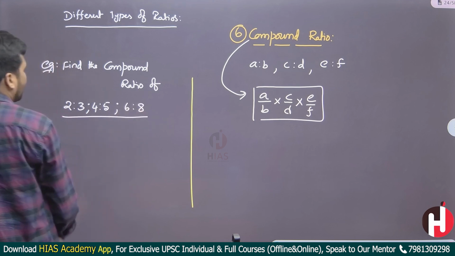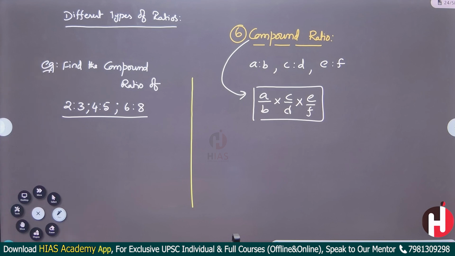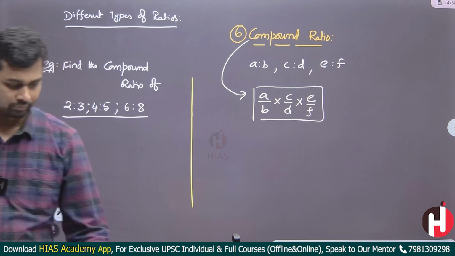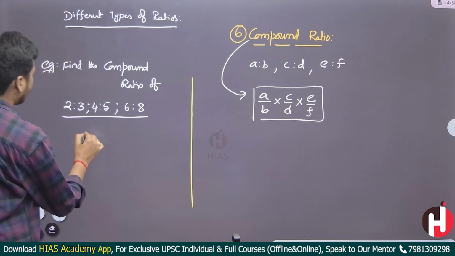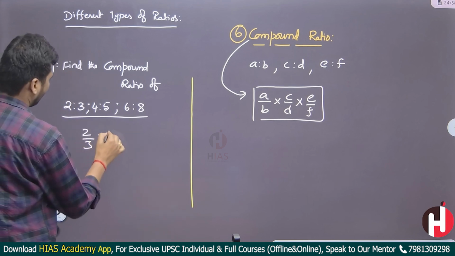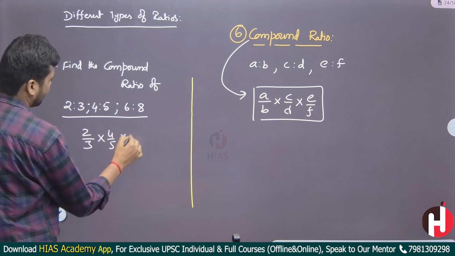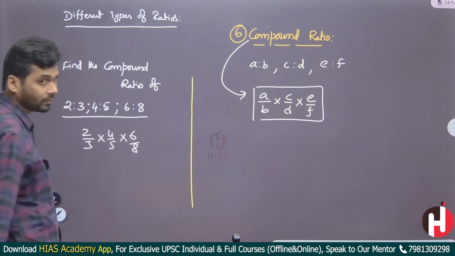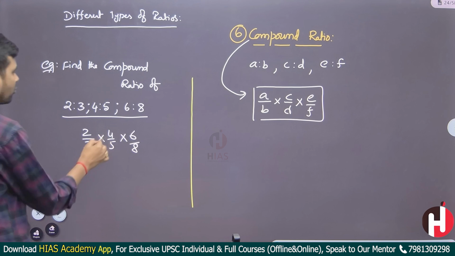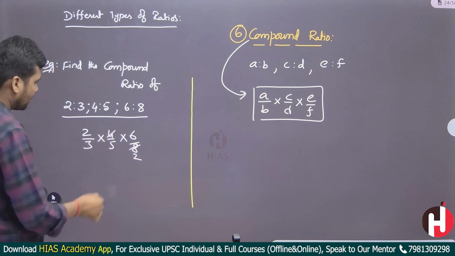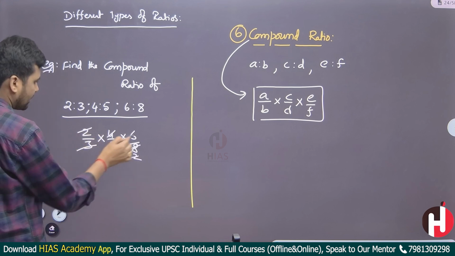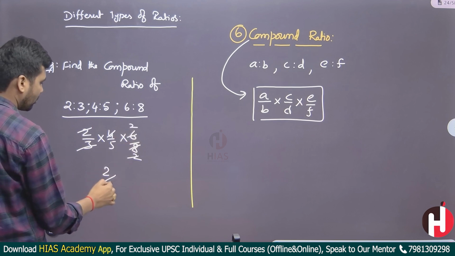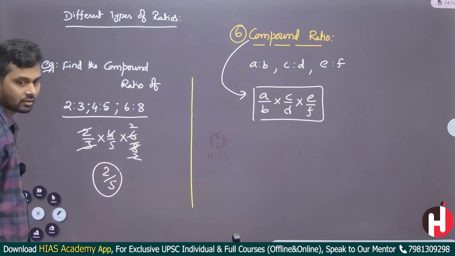Find the compound ratio of 2 is to 3, 4 is to 5, 6 is to 8. That is 2 by 3, 4 by 5, 6 by 8. Compound ratio means what? Product of all the numbers. So 4 1s are 4, 2 2s are 4, right? So the 2s get cancelled. 3 1s are 3, 2 3s are 6. So 2 by 5, or 2 is to 5, is the answer.